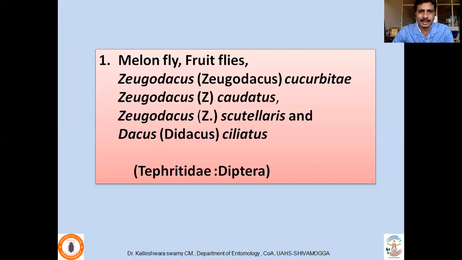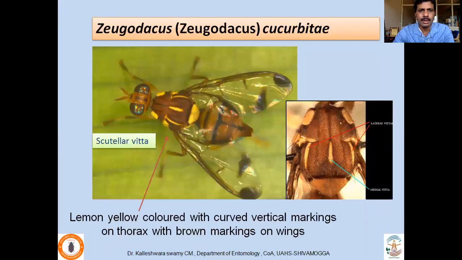and Dacus ciliatus. In Karnataka, Zeugodacus cucurbitae and Dacus ciliatus are common. They belong to family Tephritidae. These are the identification features of Zeugodacus cucurbitae, wherein you will find three scutellar vittae. Two of them are called lateral vittae and the middle one is called the median vitta. The color of these fruit flies is usually lemon yellow with a lot of brown markings.